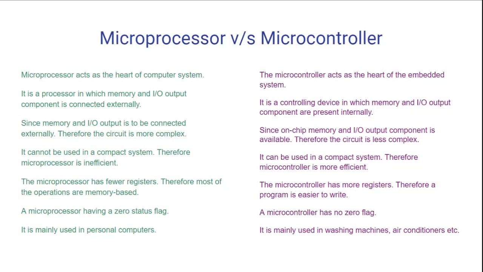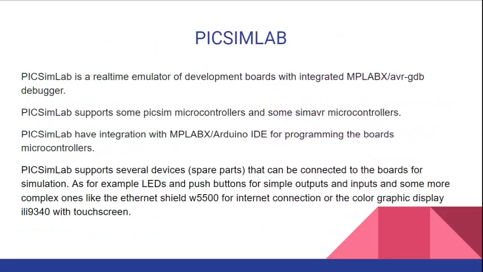Since memory and input-output components are connected externally in microprocessor, the circuit will be more complex and unreliable. In case of microcontroller, since on-chip memory and input-output components are available, the circuit is less complex and somewhat compact. Microprocessor cannot be used in a compact system, therefore microprocessor is inefficient. But in case of microcontroller, it is a compact system, therefore microcontroller is more efficient.